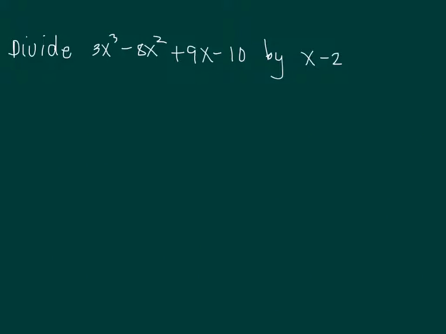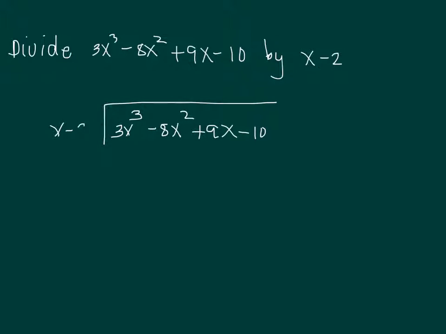In this video, I'm going to demonstrate how to divide a polynomial by a simple binomial. Okay, so I'll be dividing this using the long division. This is how you perform the long division. So we set the polynomial 3x cubed minus 8x squared plus 9x minus 10. So we make use of the same symbol that we use for real numbers, and then we place the divisor x minus 2. So how do we get the quotient of this?